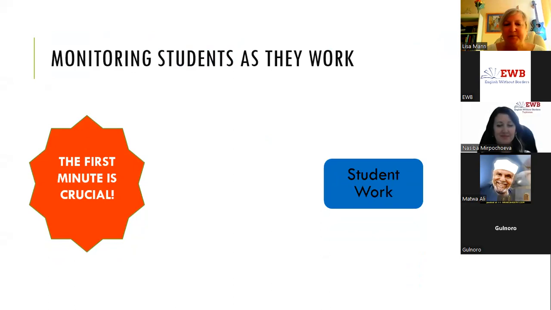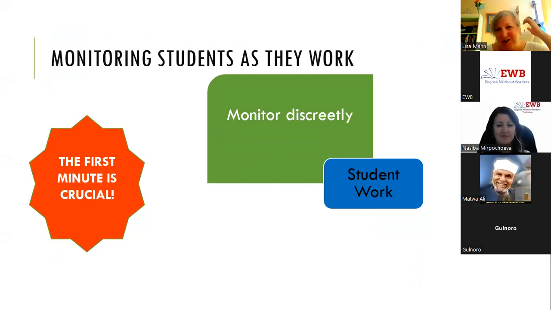And there are lots of different ways you can do it. I like to monitor sort of discreetly, just sort of stand behind and just listen and see if I hear anything going wrong, or if I hear things that are really going super well. And then when I'm confident that the group is working well together and they're on task, move to the next group. But you can also sort of vanish.